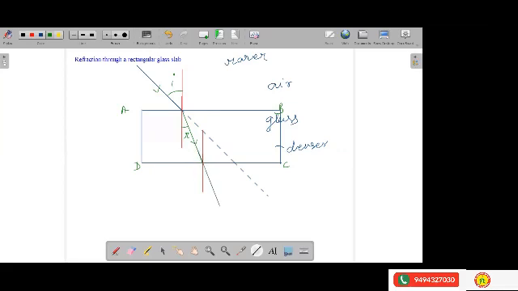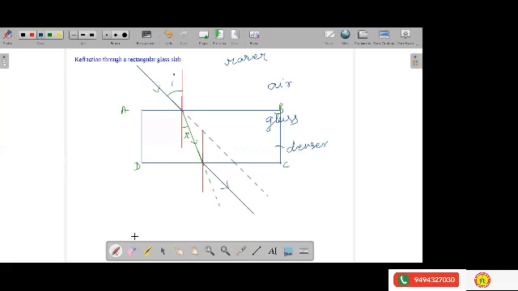See, this was going like this. It was supposed to go like this, outside this, something like this. But now the ray of light will bend away from the normal. So it will bend a little bit away from the normal and its bending will be something like this. You will observe here the refracted final emergent ray.